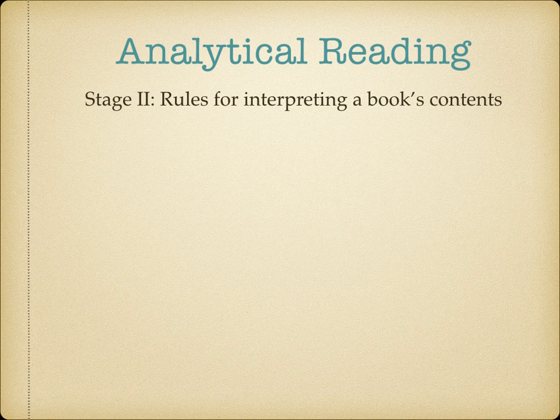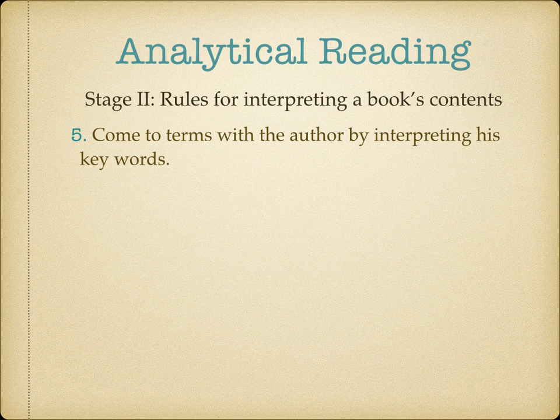Now we go to stage 2, rules for interpreting a book's content. Number 5, come to terms with the author by interpreting his key words. Most authors have certain key words and phrases that they use throughout the book, and they might put those out for you explicitly and define them for you. If they do that, make sure you take good notes, because they'll be using them quite frequently, and usually they're pretty central to what their message is.